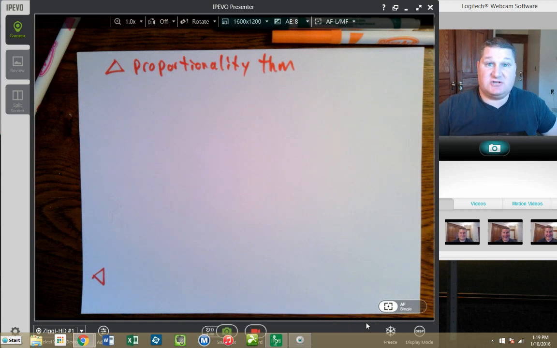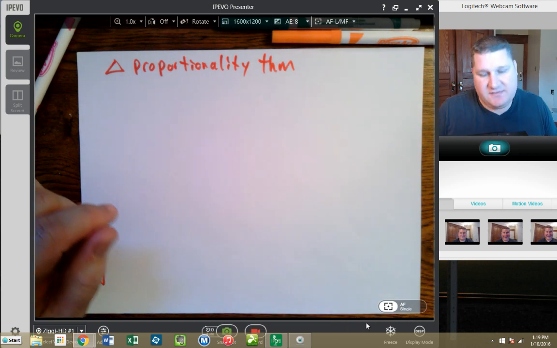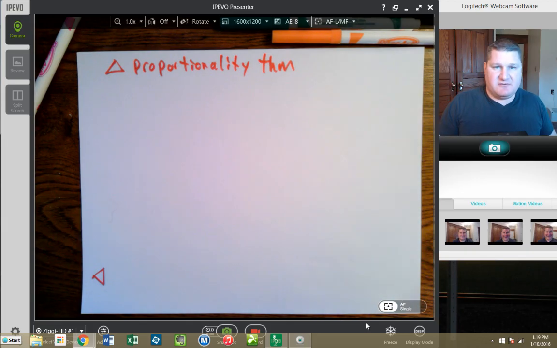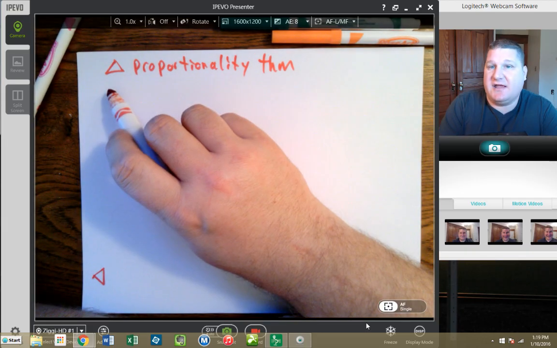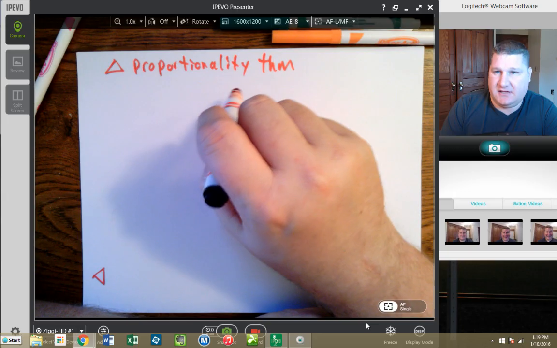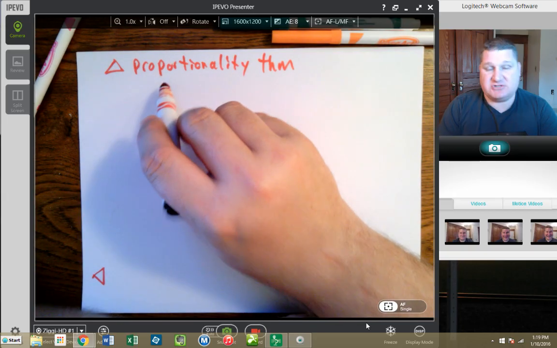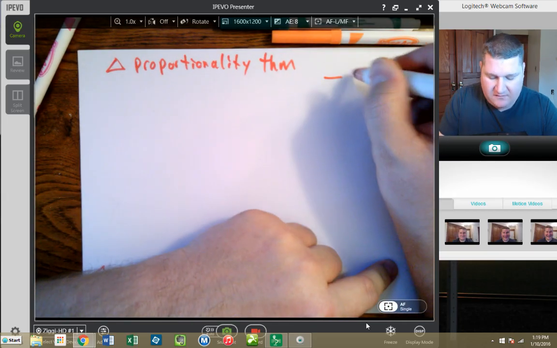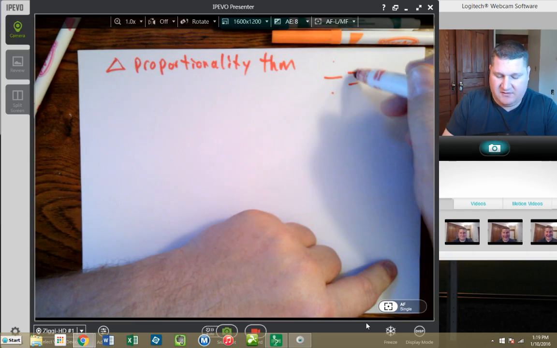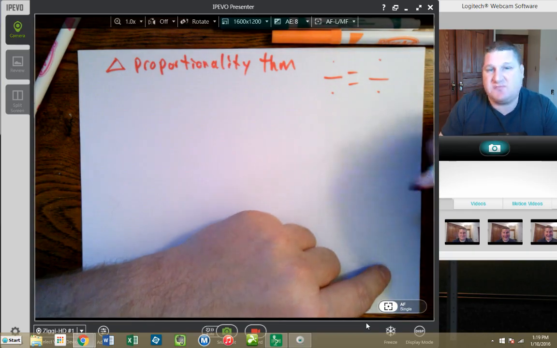Okay, ladies and gentlemen, let's start talking about the triangle proportionality theorem. Now, let's talk about the words that are in it first. First of all, it says triangle proportionality. So triangles with proportion. Obviously, somewhere in this mess, we're going to get something over something equals something over something. We're going to get some sort of proportion.